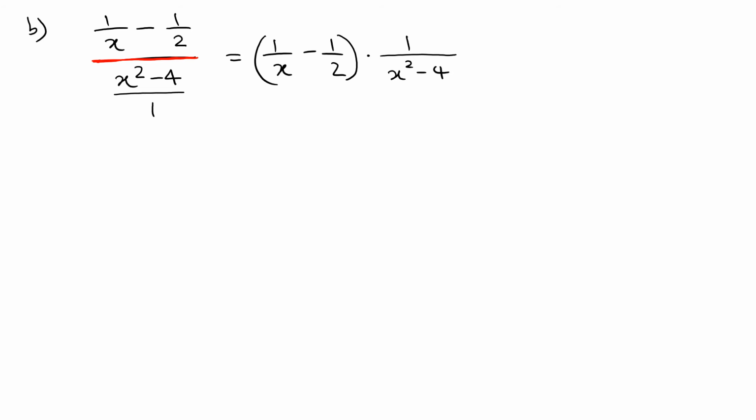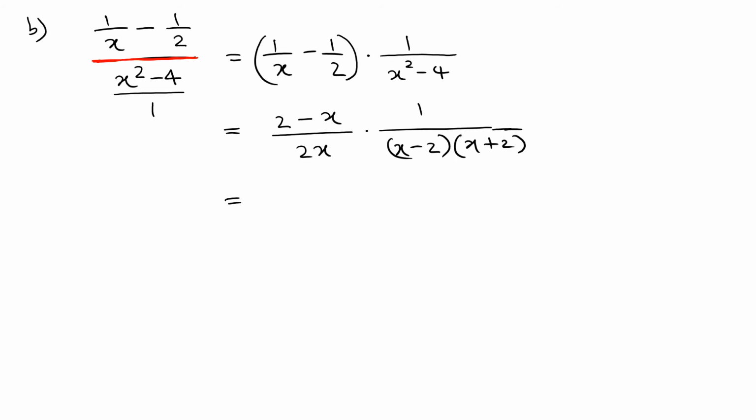Now we can simplify the first expression. This is like a fraction subtraction formula, so we're going to use the shortcut, with cross multiplication. It's going to be 1 times 2 minus 1 times x, divided by the product 2x. Then we can factor the other part: x minus 2 times x plus 2, by the difference of squares formula. And you still do not see the common factor.